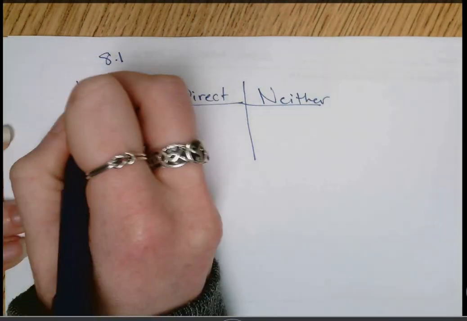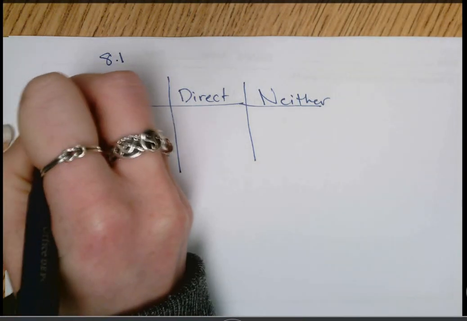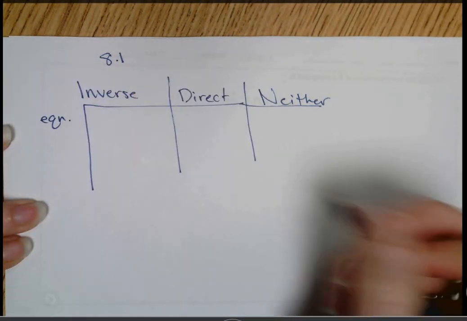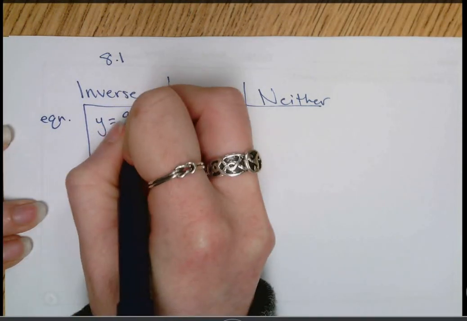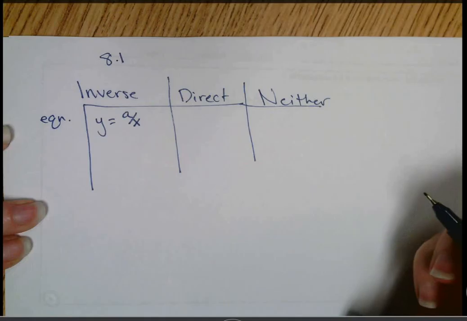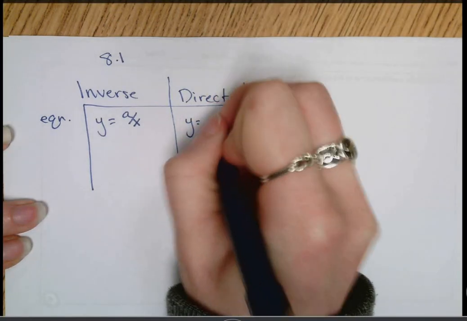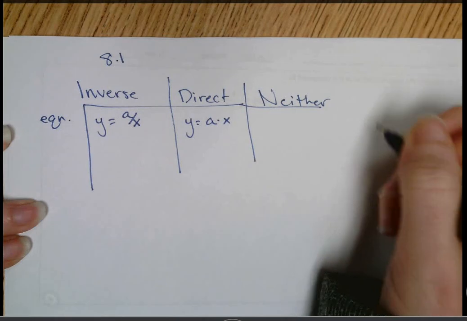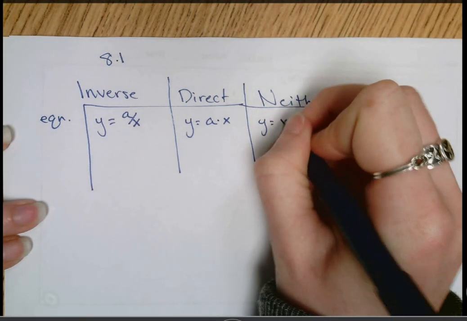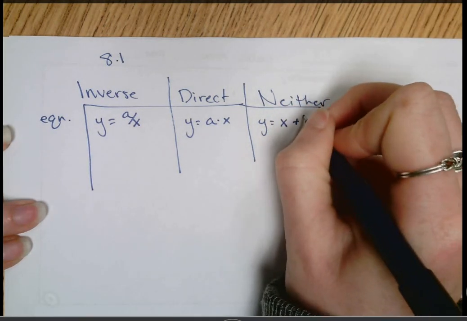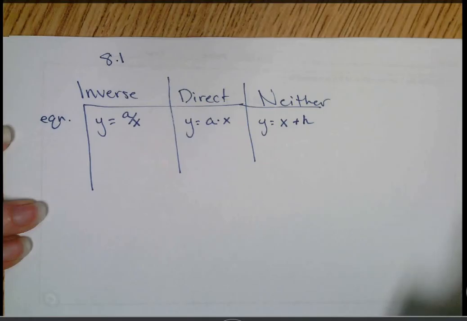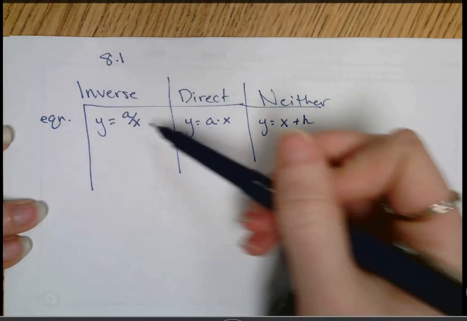So first thing, if we are looking at an equation, inverse, y equals a over x, so we look for division. Direct, y equals a times x, look for multiplication. Neither, that's going to be something like x plus or minus some number, we'll call it h. Something along those lines where it doesn't just look like this simple form here.